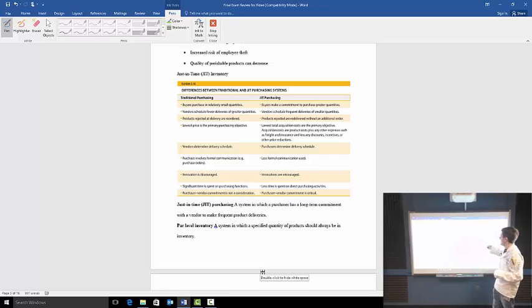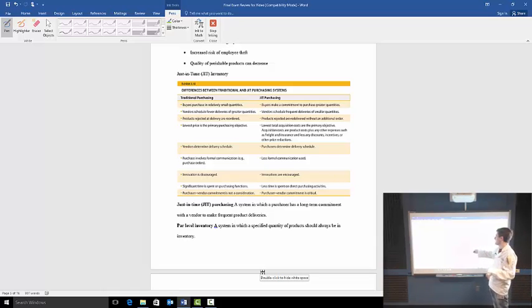JIT is more innovative, and there's less time spent on purchasing activities. However, purchaser-vendor commitment is critical, as is communication. We've discussed the importance of win-win collaborations with our vendors. That's critically important in a JIT system.